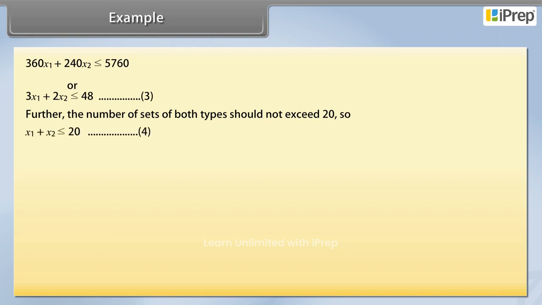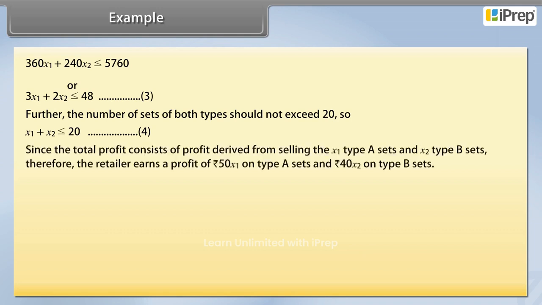is smaller than or equal to 20. Mark it as 4. Since the total profit consists of profit derived from selling the x1 type A sets and x2 type B sets, the retailer earns a profit of Rs 50x1 on type A sets and Rs 40x2 on type B sets. So the total profit is given by Z equals 50x1 plus 40x2.